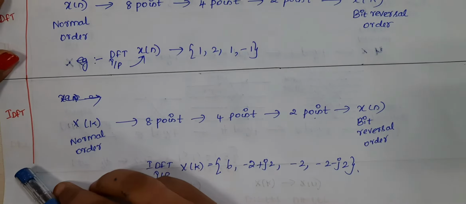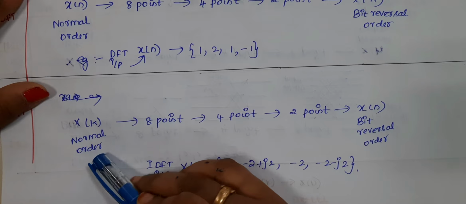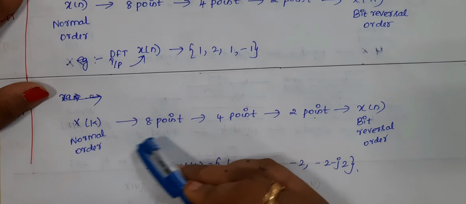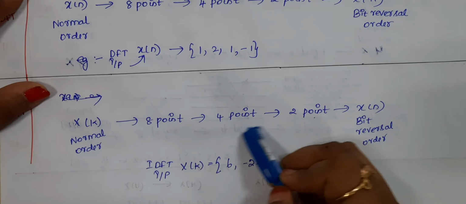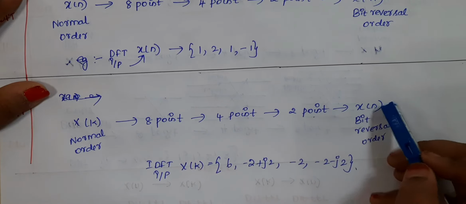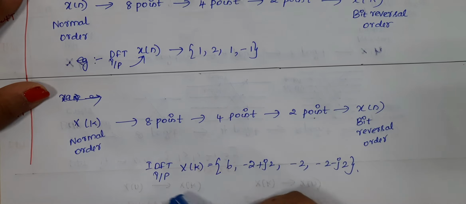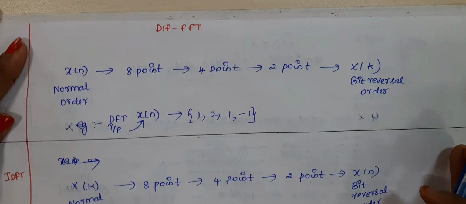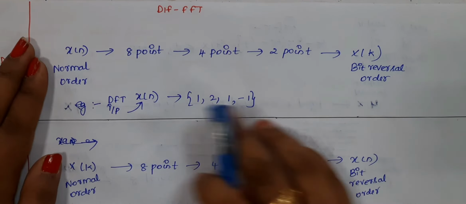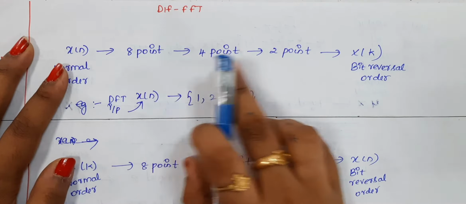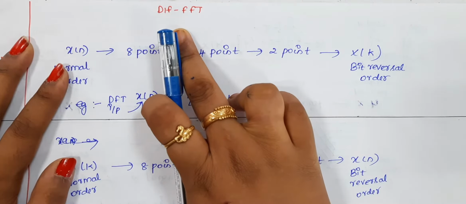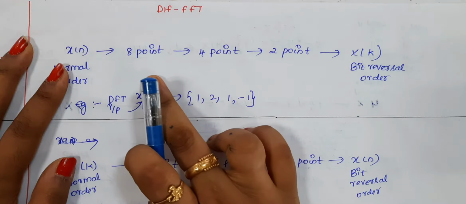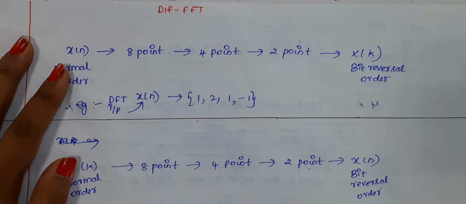And next one is IDFT. So for the IDFT, X of k should be in normal order. The input should be X of k, the flow 8, 4, 2 point, x of n, that is bit reversal order. So this is an example of the X of k. So this is all about the DIF. So for the DIT, the flow should be 2, 4 and 8, and for the DIF, that is decimation in frequency, the flow should be 8, 4 and 2.